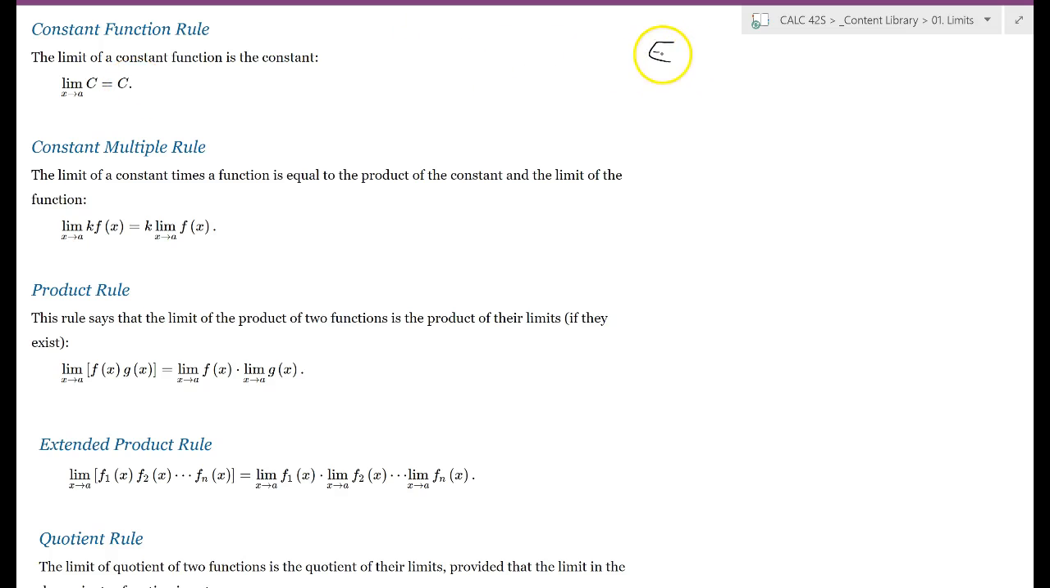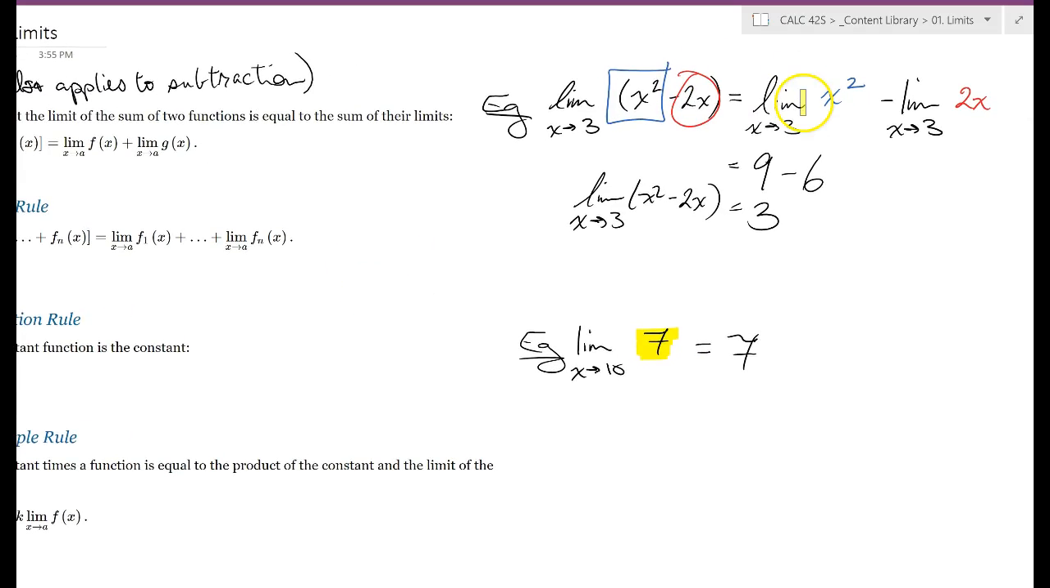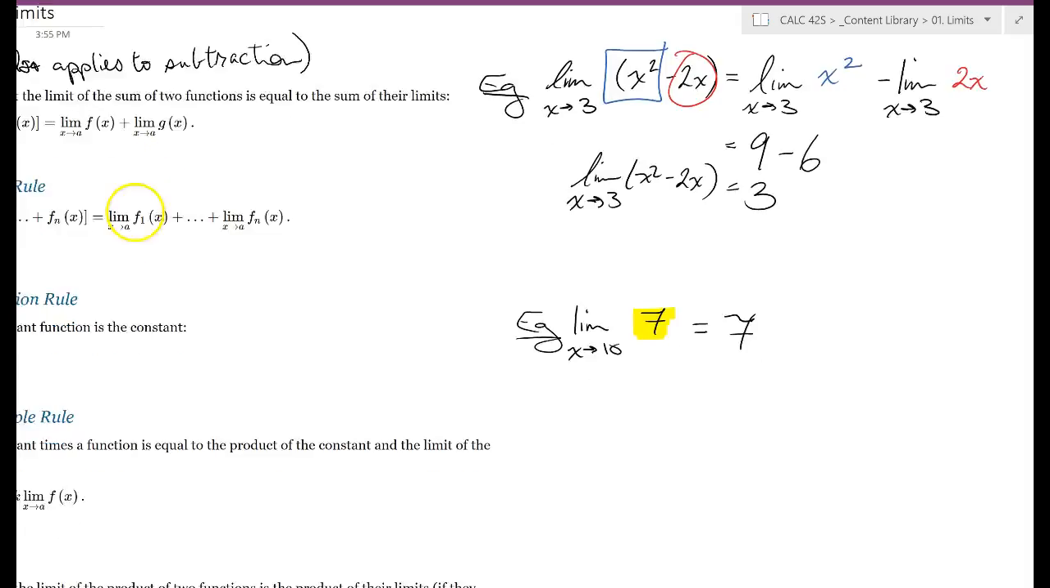So again, if we look at an example of this, it can literally be anything. If I take the limit as x approaches 10 and my function is 7, my limit is going to be 7. And that applies for any constant value here. So that's a really, really big one. The limit of any constant is itself. So if we had gone back to that previous example and we had a trinomial with a constant term at the end, I could have still broken it apart, and that last term would have then just been itself.